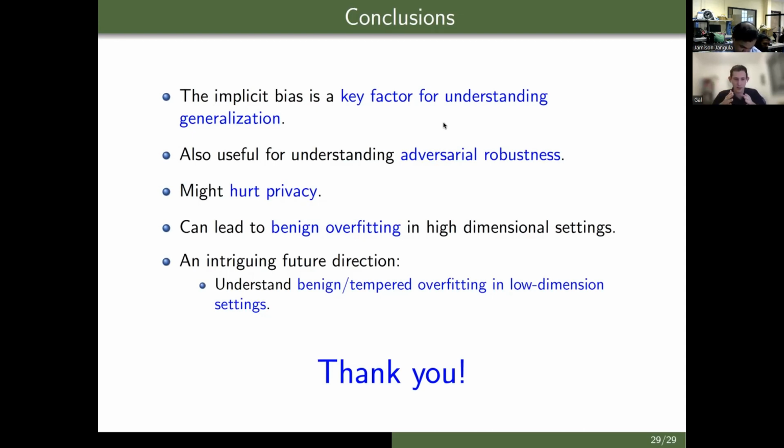And this is optimal because if you have fewer examples than clusters, then you cannot hope to generalize well. Because if you don't see an example from some cluster, you cannot predict the label of the cluster. And so we generalize well with a small number of examples, and in this sense, the sample complexity is optimal.